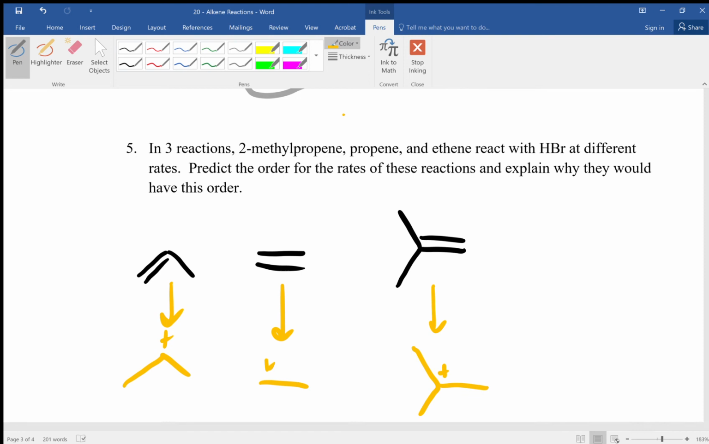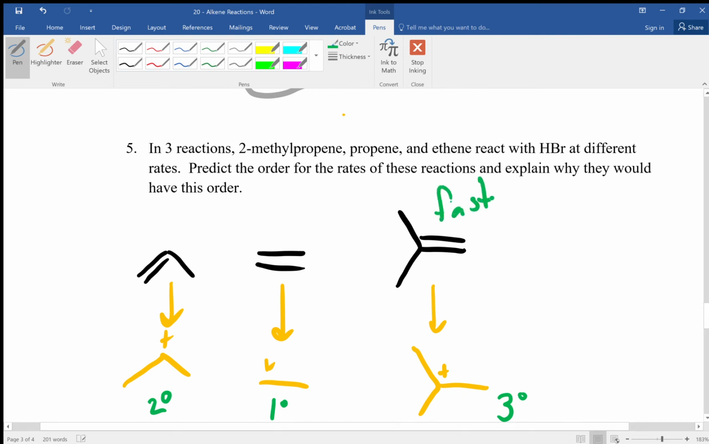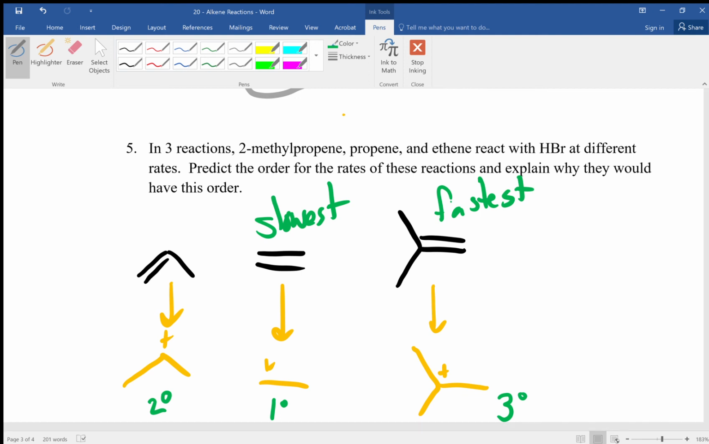And from here, we can probably see the difference. Propene leads us to a secondary cation. Ethene gives us a primary cation, and 2-methylpropene gives us a tertiary cation. Now we know the tertiary cation is the most stable, and that means that it's going to form most easily. Whereas the primary cation, being the least stable, is going to be the hardest to form and will form slowest, and propene itself will be in the middle.